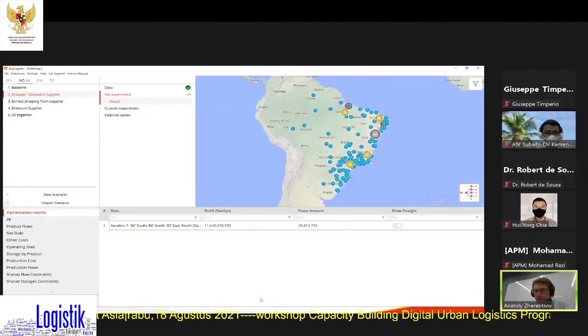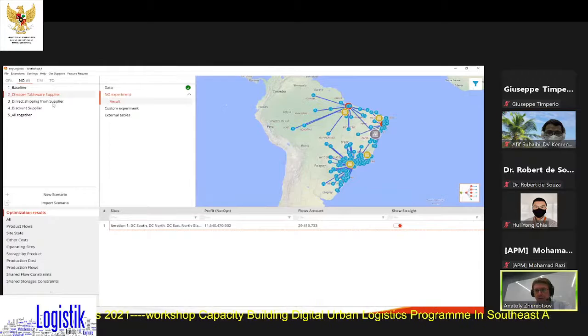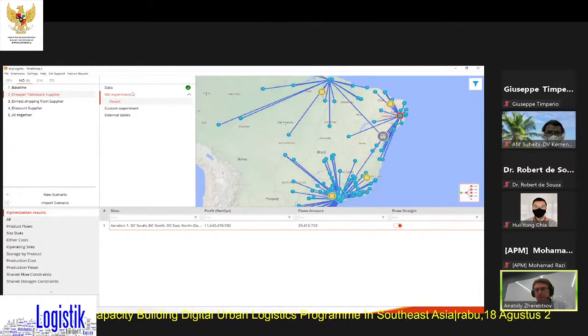And again, if we take a look on the map, we'll see that this supplier starts to supply all 3 DCs with cups and plates.